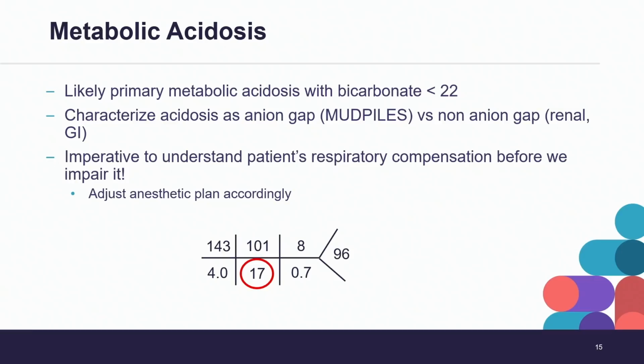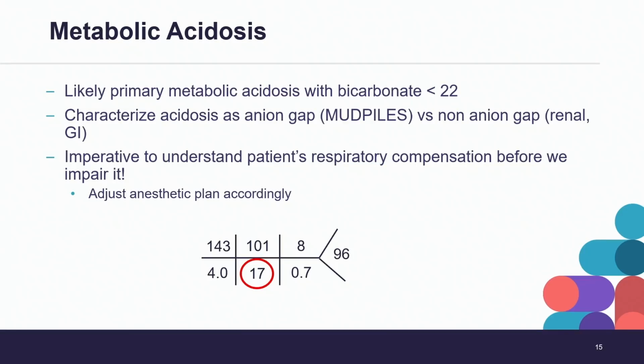Shifting now to metabolic acidosis, I think the first thing to say is, if the bicarb level on pre-op labs is less than 22, you should really think about why your patient has a primary metabolic acidosis. And we could go into characterizing anion gaps and non-anion gaps, but essentially, if your patient has a metabolic acidosis, it's really imperative for you to understand what they're doing to compensate for it from a respiratory standpoint before you impair that respiratory drive with your anesthesia. And that can really impact what you decide to do.